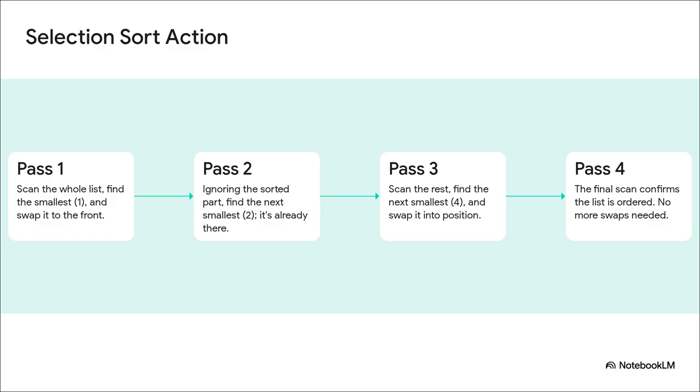In the next pass, it completely ignores the 1, scans the rest, finds 2 is the next smallest, and hey, it's already in the right place. No swap needed. It just continues this methodical process. Scan, find the minimum, swap, until the job is done.